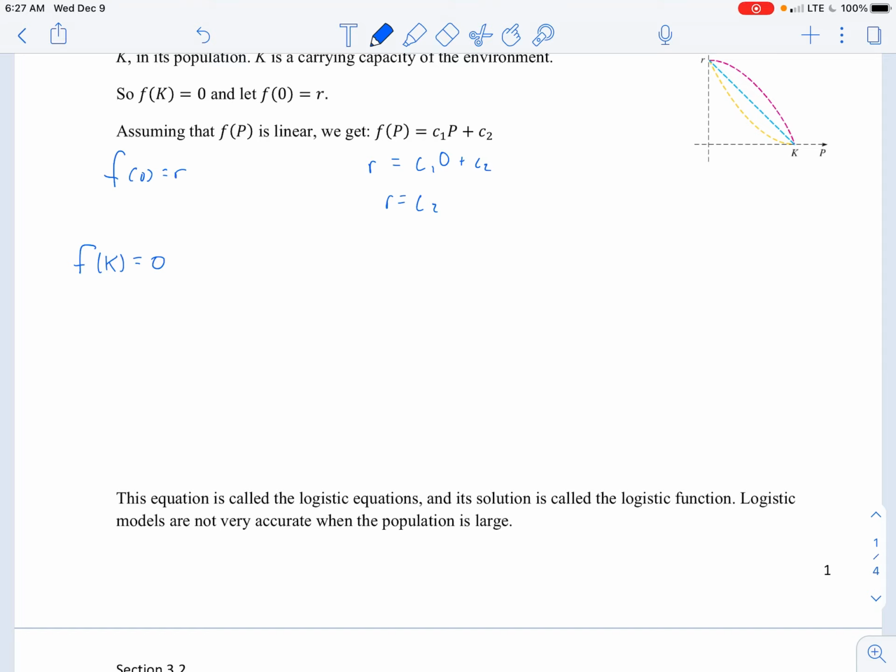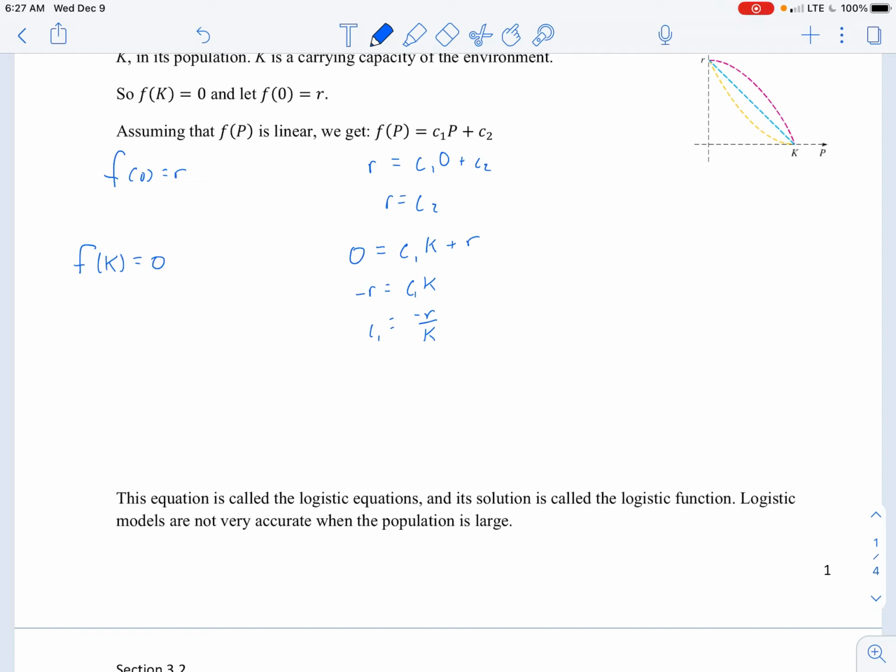If we plug in f of K equals 0, now we have 0 is equal to c sub 1 times K plus our c sub 2, which is now going to be r. Solve for c sub 1: we're going to subtract r from both sides, get c sub 1 K, divide both sides by K, and our c sub 1 is equal to negative r over K. So now we've solved for c sub 1 and c sub 2.